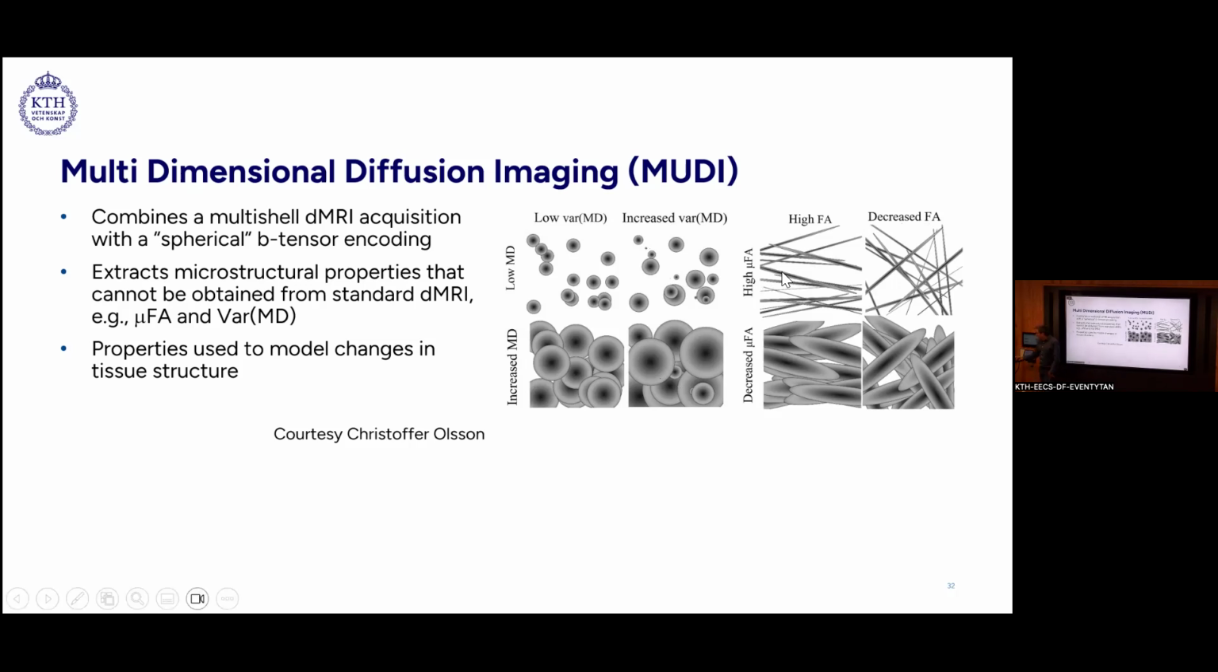Here for FA, in this case, both micro-FA and FA will be high. But here, since there is maybe a crossing of fibers, the FA will be low, but still micro-FA will be high. And these are just 4 of the parameters you can extract with Moody, but right now we are working with 7. And then basically the idea is to see if we can see what is happening inside the voxel and relate this to the mechanical properties.